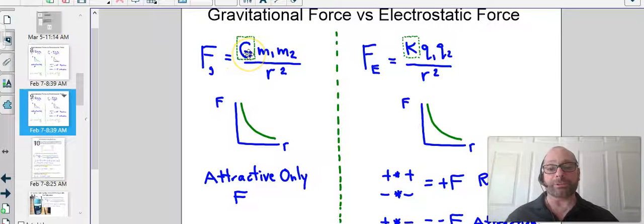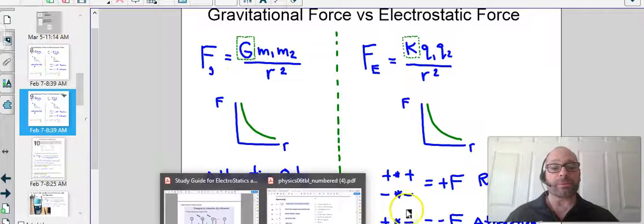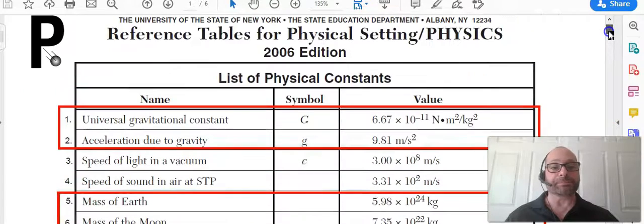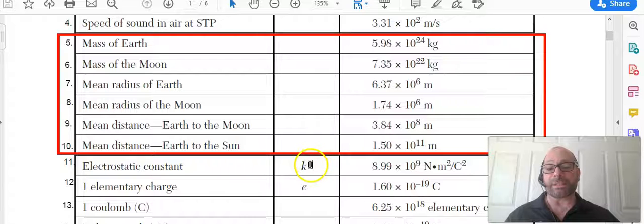Big G, capital G, which, to remind you, was on the reference table on the first page, right here at the top. We're going to be using the electrostatic constant K right here on the first page of the reference table, about halfway down, formula number 11.